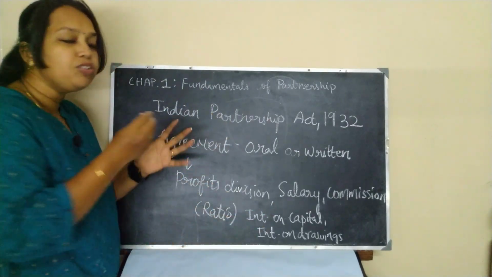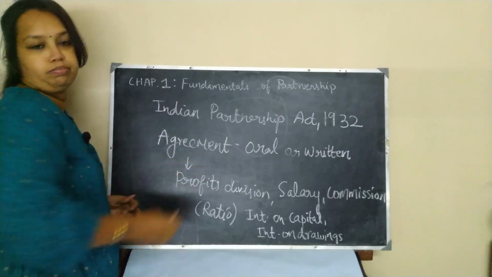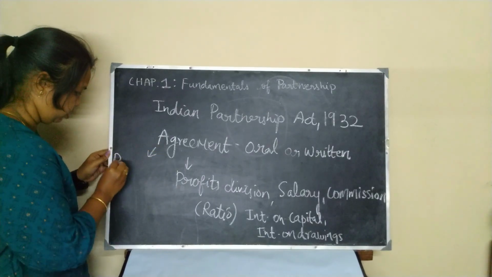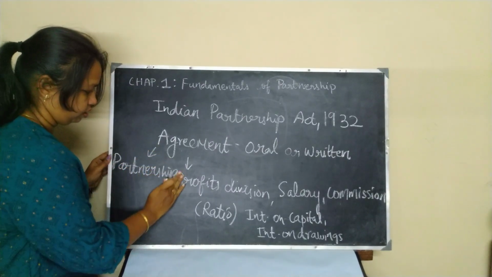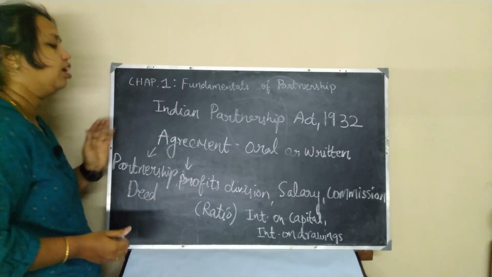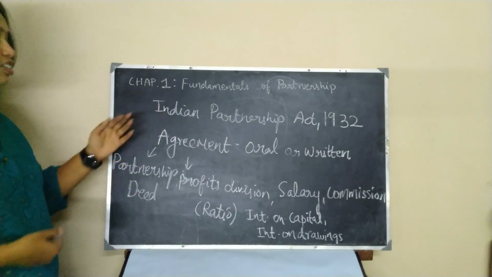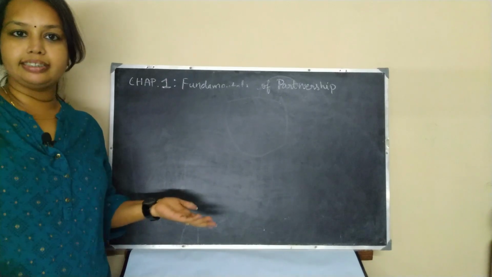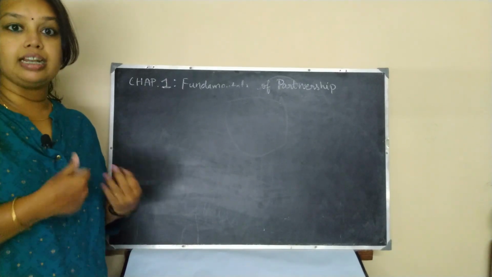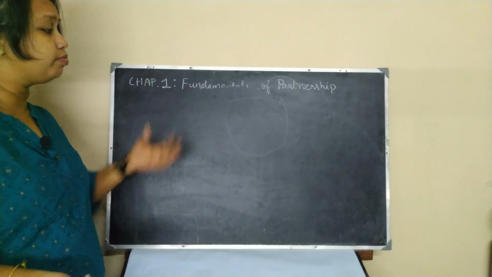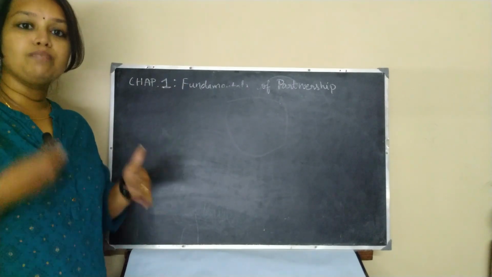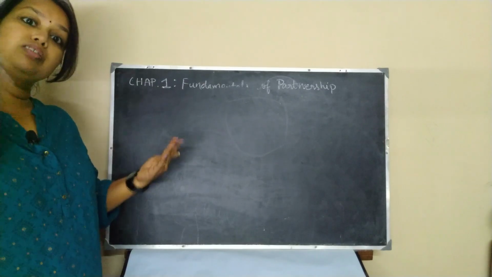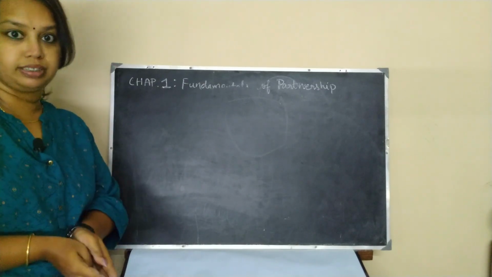All these things, how to deal among the partners, will be mentioned in something called an agreement, and that agreement is called the partnership deed. The partnership deed can be in oral or written form. In the agreement there will be many such things as we saw: profits, interest on capital, interest on drawings, salary, commission. All these will be mentioned in that partnership deed. What if the partners have not registered their partnership deed according to the Indian Partnership Act? We will see how to resolve those issues if the partnership deed is absent.